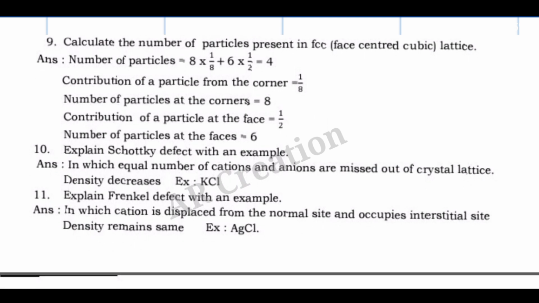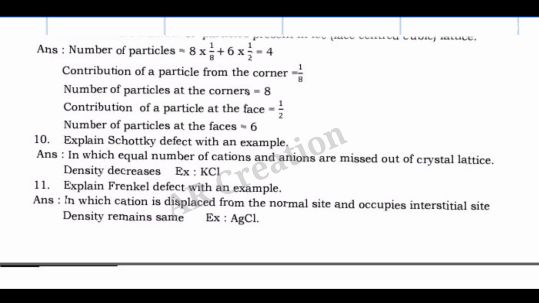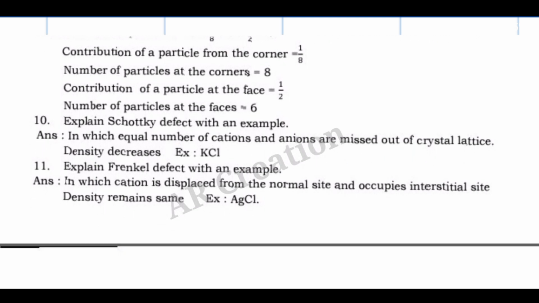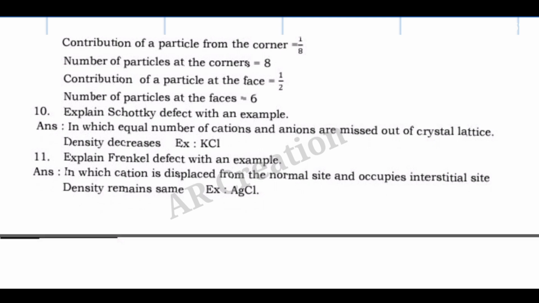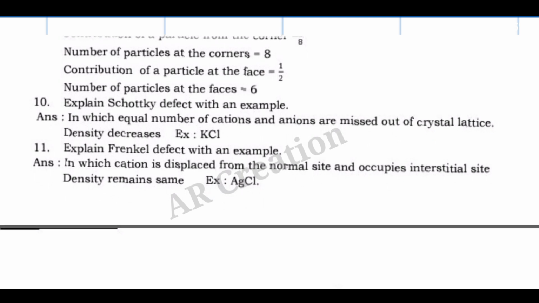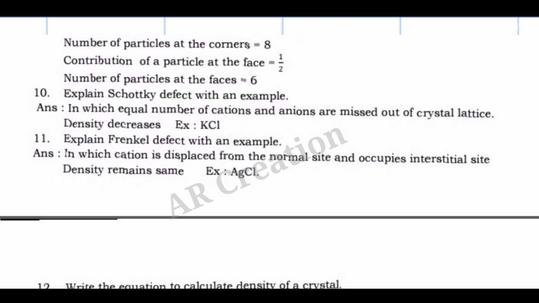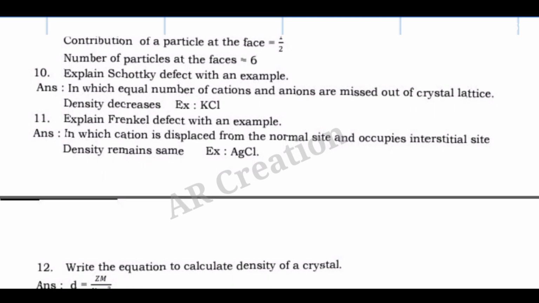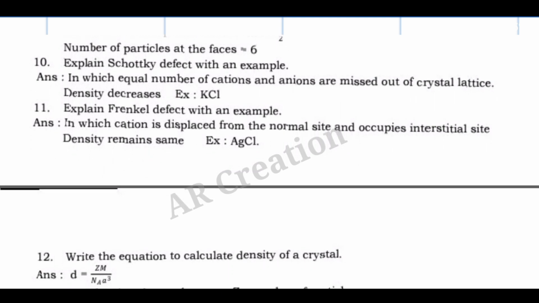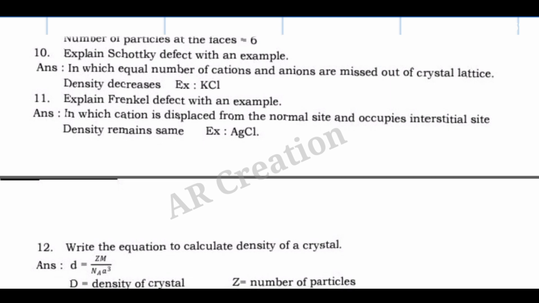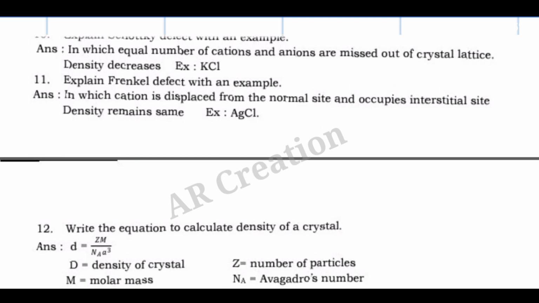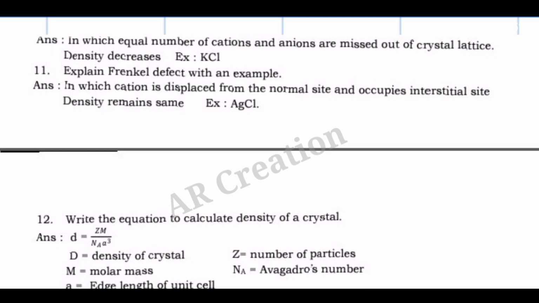Next question. Explain Schottky defect with an example. Answer: In which equal numbers of cations and anions are missing from the crystal lattice; density decreases. Example: KCl. Explain Frenkel defect with an example. Answer: In which a cation is displaced from the normal site and occupies an interstitial site. Density remains the same. Example: silver chloride.